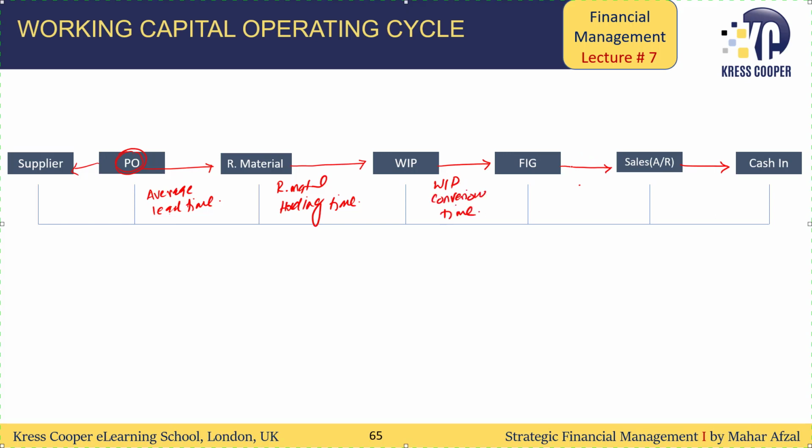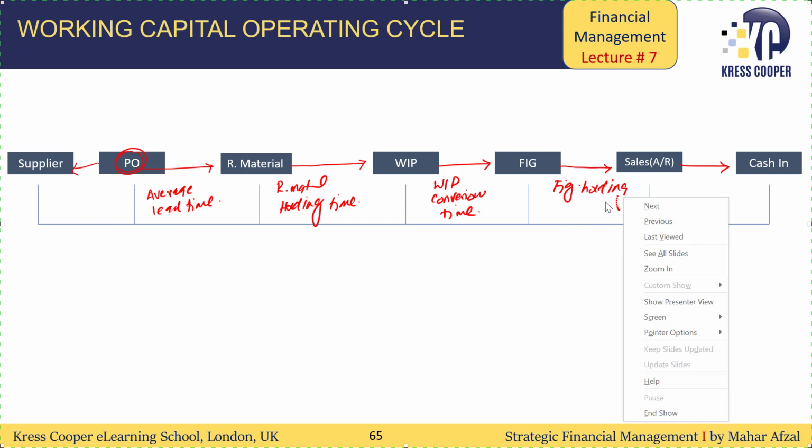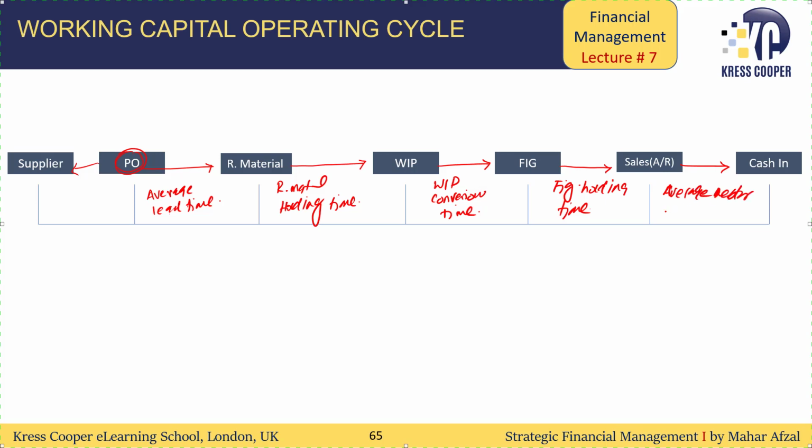The time it takes for the finished goods to be sold to the customer, I can say this is my finished goods holding time. After the sales, there will definitely be a time period before the customer pays the money to Mr. A, because this will not be a cash sale, it will be a credit sale, and the customer will pay after some time. So it is called the average debtor collection time. So some time is involved here, some here, some here, and some here.